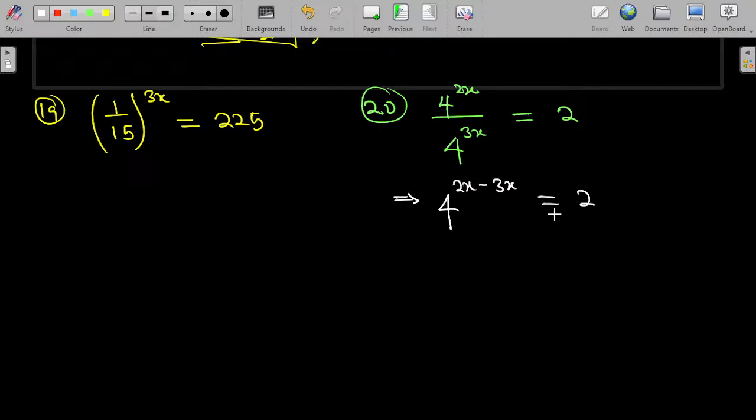Then I will ask now, can I write both sides to be on the same base? Yes, I can actually write 4 in base 2, which will give me 2 to the power of 2, and that 2 will multiply the existing power, which is 2x minus 3x, and that is equal to 2 to the power of 1. Your right hand side will be 2 to the power of 1.